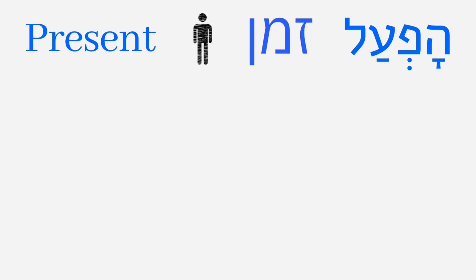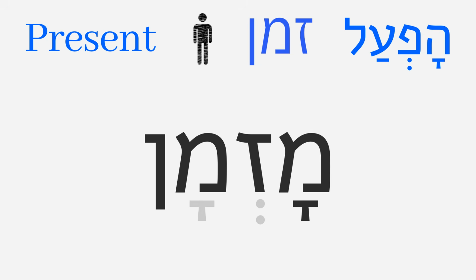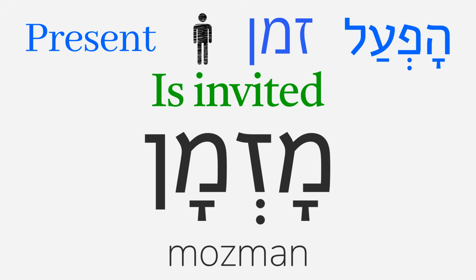Let's learn how to make the present tense of the Hufal with the root zayin mem nun. The masculine singular form of a Hufal present tense will begin with a mem prefix with a kubutz that makes an o sound. This will be followed by the root letters with a shva and patach. Mozman is invited in masculine singular form.